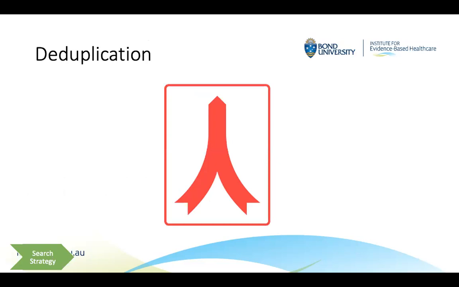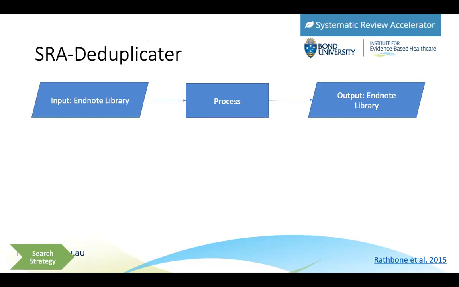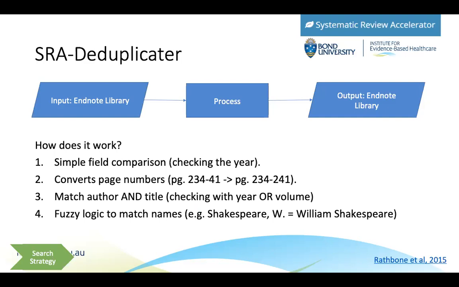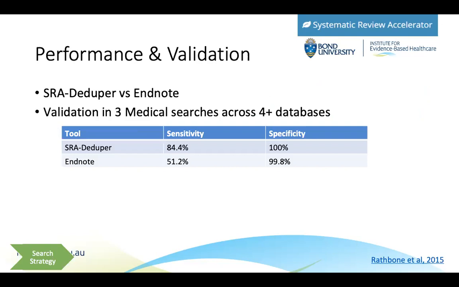So after you've searched your multiple databases, you need to deduplicate those findings to make sure that you're left with only the unique citations. One of the tools that we built was the SRA Deduplicator. It basically takes an EndNote library and runs a simple algorithm. It first checks the field comparisons, then it converts common reasons why duplications are not found, such as converting page numbers. Then it matches by author and title, and then it uses fuzzy logic to match names. And at the end, you're left with an EndNote library of the unique citations that you can take away.